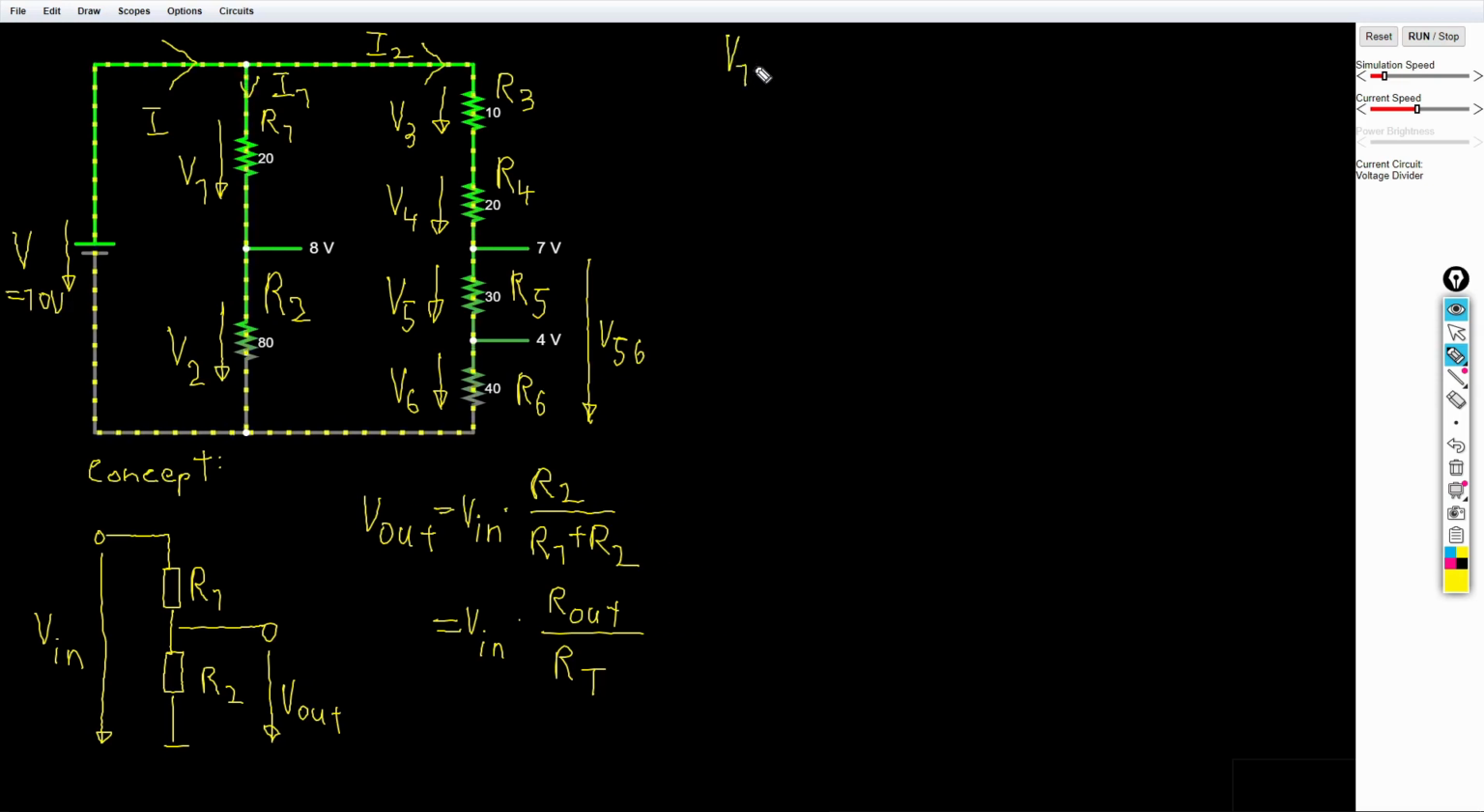We will apply the voltage divider first to V1 and V2. For V1 we have input voltage times output resistance over total resistance. For V1 we want to have the voltage on R1, therefore R1 is our output resistance. The total resistance for our branch is independent of R3 up to R6, thus it is equal to R1 plus R2.